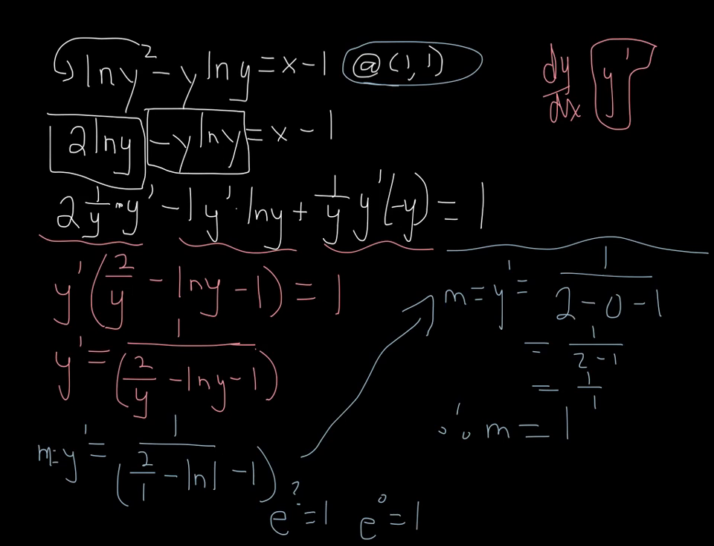Some questions might ask you to then find the equation of the tangent. If you were doing that, you would have to put everything that you know into y equals mx plus b. In this case, you would have y equals 1, m equals 1, x equals 1, and b we don't know. So the equation is 1 equals 1 plus b, so obviously b equals 0, and that gives us an equation of y equals x for the tangent line to this curve.